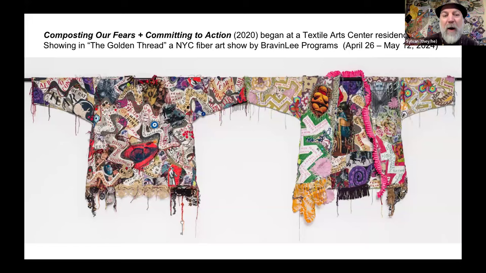So on the left, that jacket has the fears written on the outside and the commitments to action on the inside of the garment. And on the right, the commitments to action are on the outside and the fears are on the inside. And I think of this as kind of like a Janus figure. You know, it's looking in two directions at the same time. This piece is shown in a couple of different places, but it's about to be showing in New York in a special fiber art show from Bravin Lee programs starting in April. So just around the corner, that'll be up in New York for viewing.